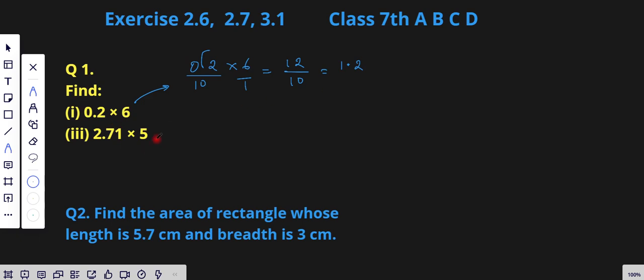Similarly, 2.71 when multiplied by 5, again it has two methods. Either you directly multiply 2.71 with 5, so 5 ones are 5, 5 sevens are 35, 5 twos are 10, plus 3 is 13. So after the decimal you have 71, so you need to put the decimal here, after 13 or before 5.